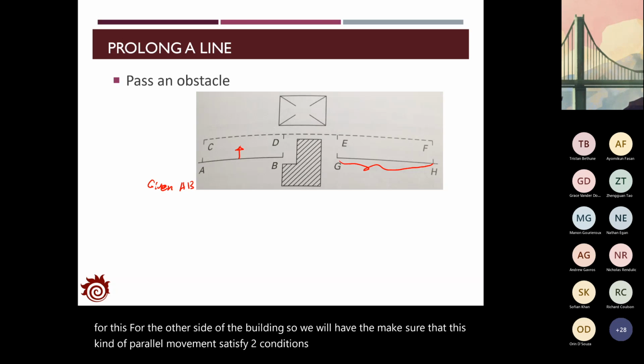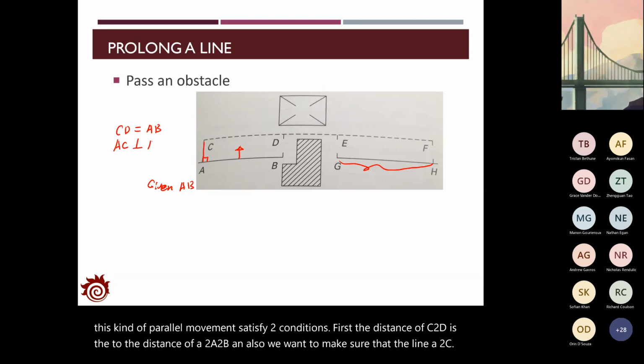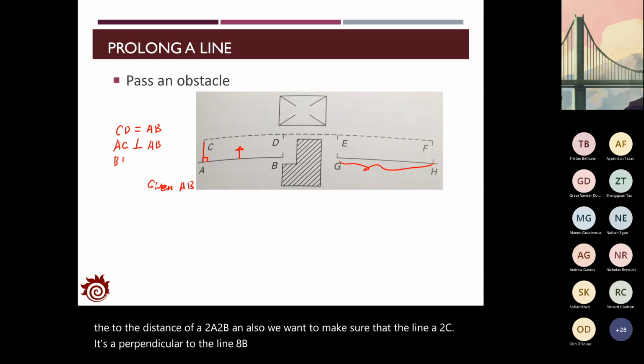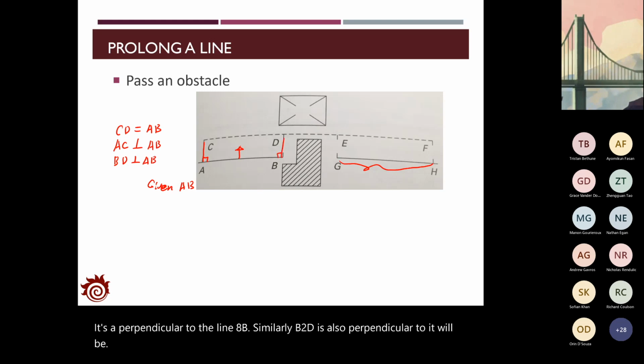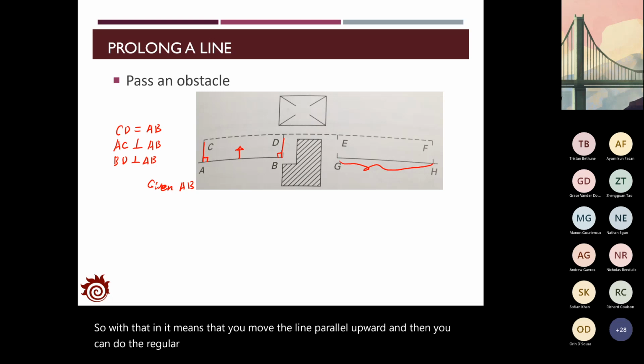First, the distance of C to D is the same as the distance of A to B, and we also want to make sure that the line A to C is perpendicular to the line A to B. Similarly, B to D is also perpendicular to A to B. With that, you move the line parallelly upward, and then you can do the regular operation to prolong a line from C to D to some distance and find the segment E to F.